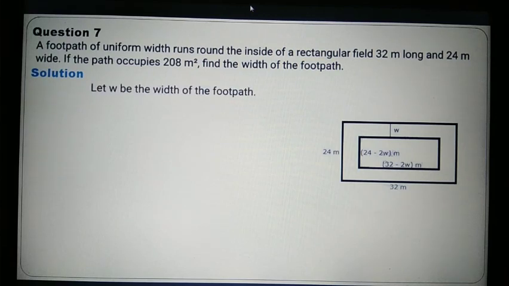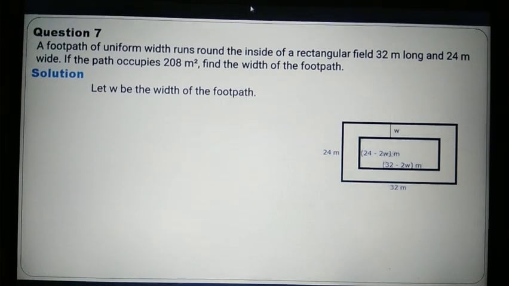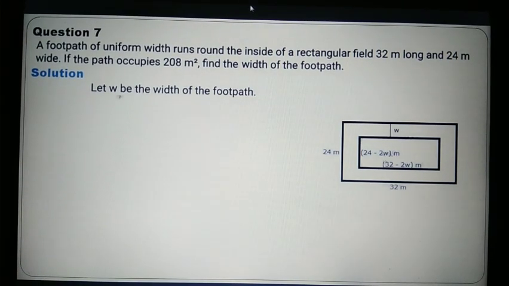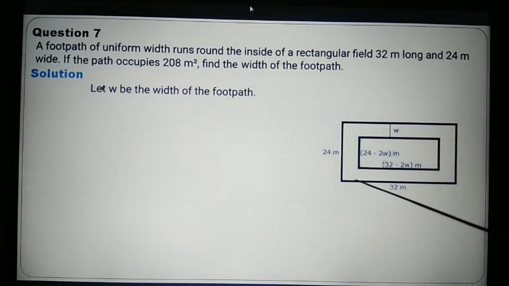So as I said, let W be the width of the path. Now let's try to understand what is happening here. Let's pay attention very carefully. We know that from here to here is 32, right? We also know that from here to here is 24, but we need to know this as well, right? So let's calculate how much this is. From here to here is the width, that is W. From here to here also is W, right? So W plus this plus W gives me 32, yes or no?